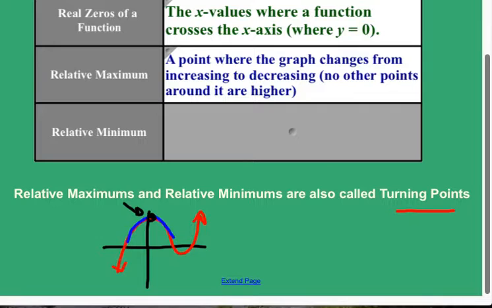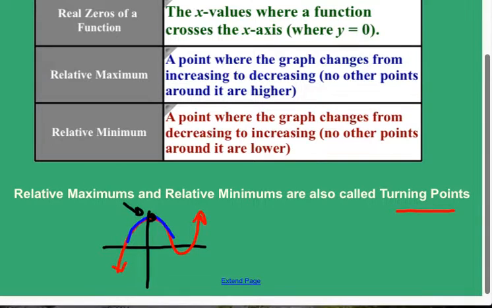You can have more than one relative maximum and more than one relative minimum for that matter, but let's look at a relative minimum, a point where the graph changes from decreasing to increasing. So I guess right here we're decreasing and then we're going to increasing. This point right here would be considered our relative minimum.